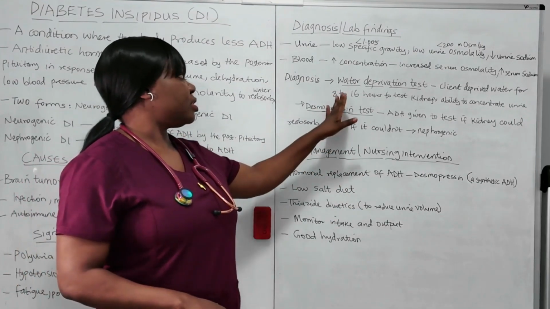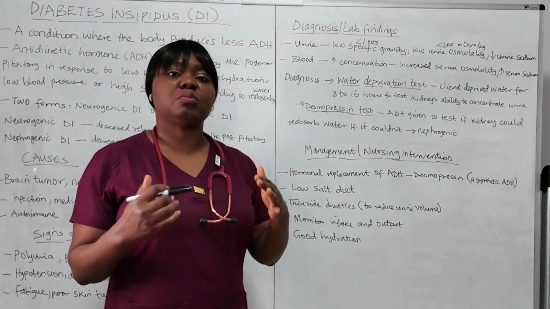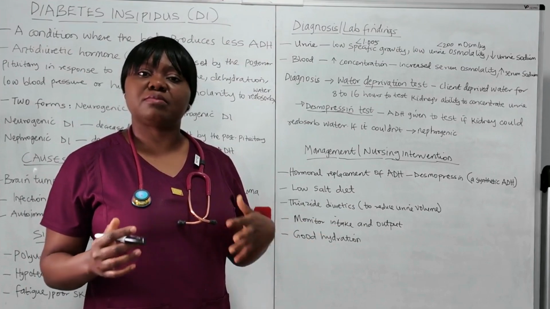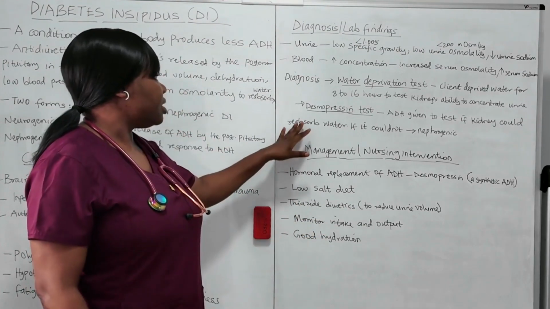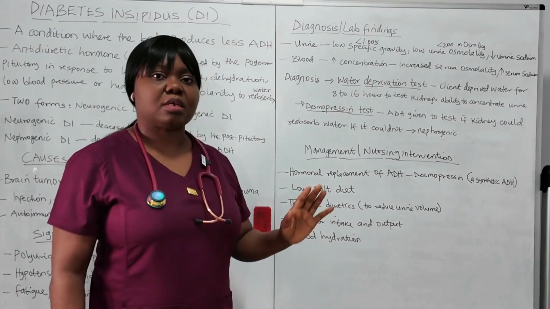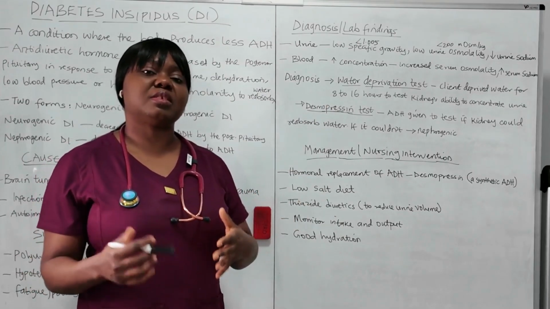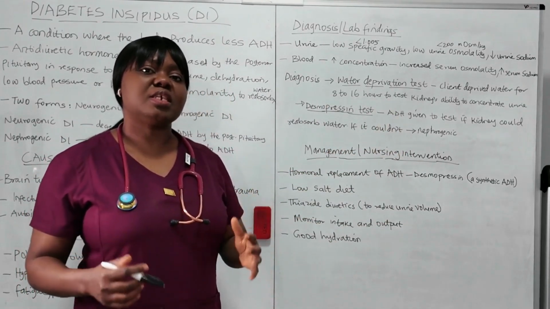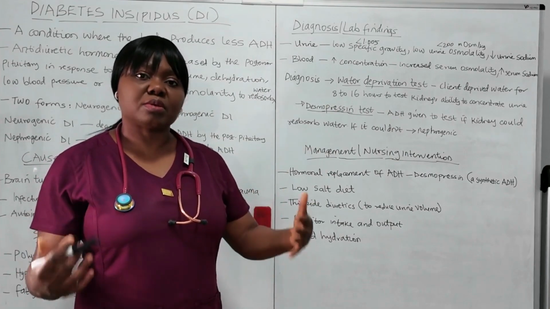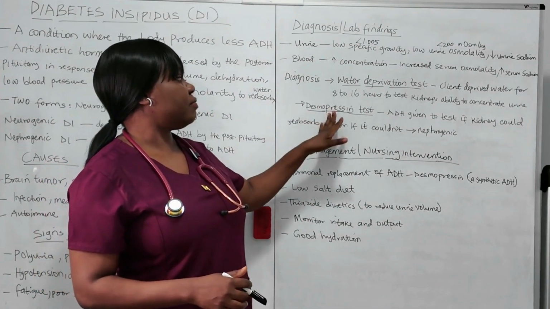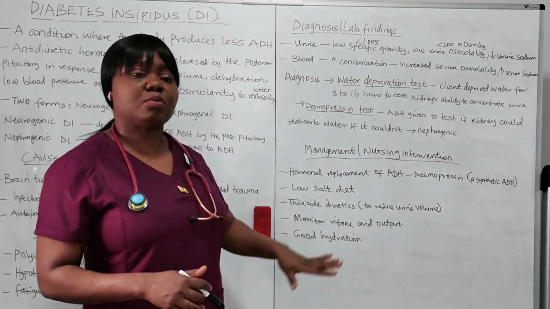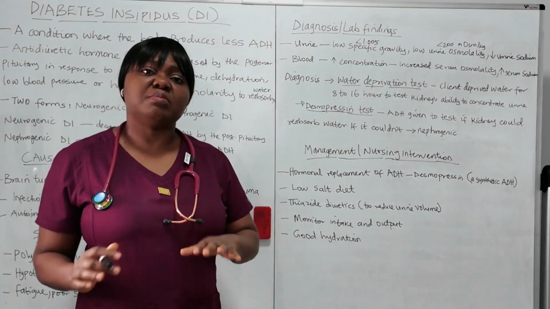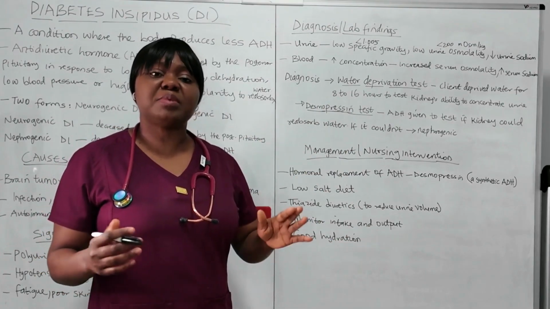Now take note, when a patient is undergoing this water deprivation test, you need to monitor the patient closely. If you notice the patient is feeling too dizzy or is feeling restless, you have to stop the test. The next one is the desmopressin test. Desmopressin is a synthetic form of antidiuretic hormone. So for this test, a patient will be given the ADH to test if the kidney is able to reabsorb fluid back. If the kidney is able to reabsorb fluid back, it means the problem is not with the kidney. That means the kidney is doing the job.